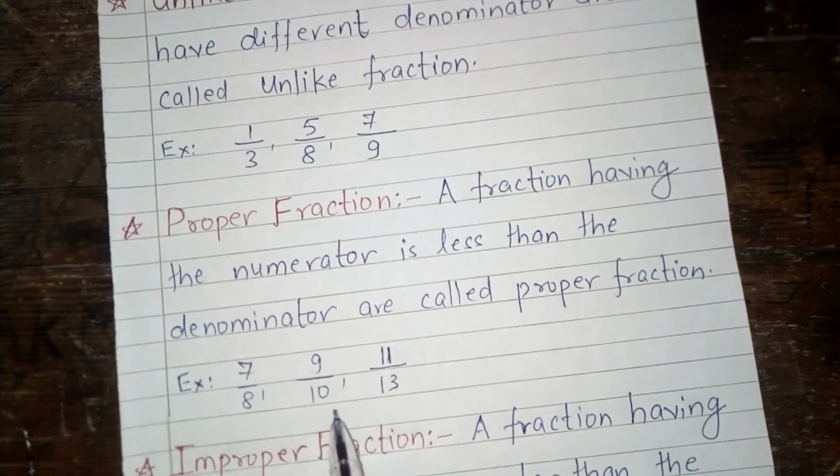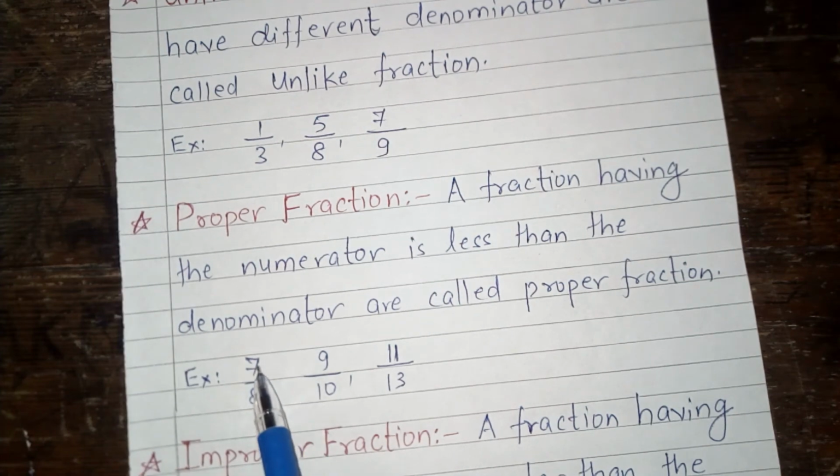As you are looking at these three examples, let us discuss the first example, 7 upon 8. 7 is the numerator, 8 is the denominator. In this fraction, the numerator is less than the denominator. As you know very well, 7 is less than 8. In the second example, 9 upon 10, 9 is less than 10. This is an example of proper fraction.